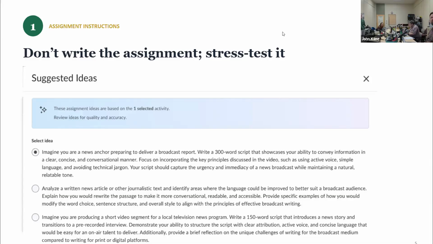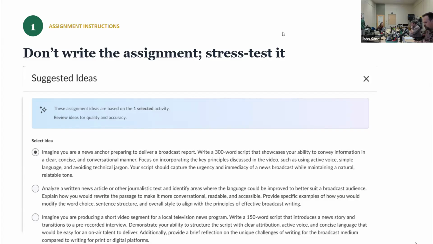And one of the assignment ideas is, imagine you are producing a short video segment. Well, we're not supposed to be doing video, and that's a completely different type of writing style that we don't get into until module 5 of the course. But the AI doesn't know that. It hasn't taught my course. It doesn't understand the style and expertise I'm bringing. It just knows the facts.